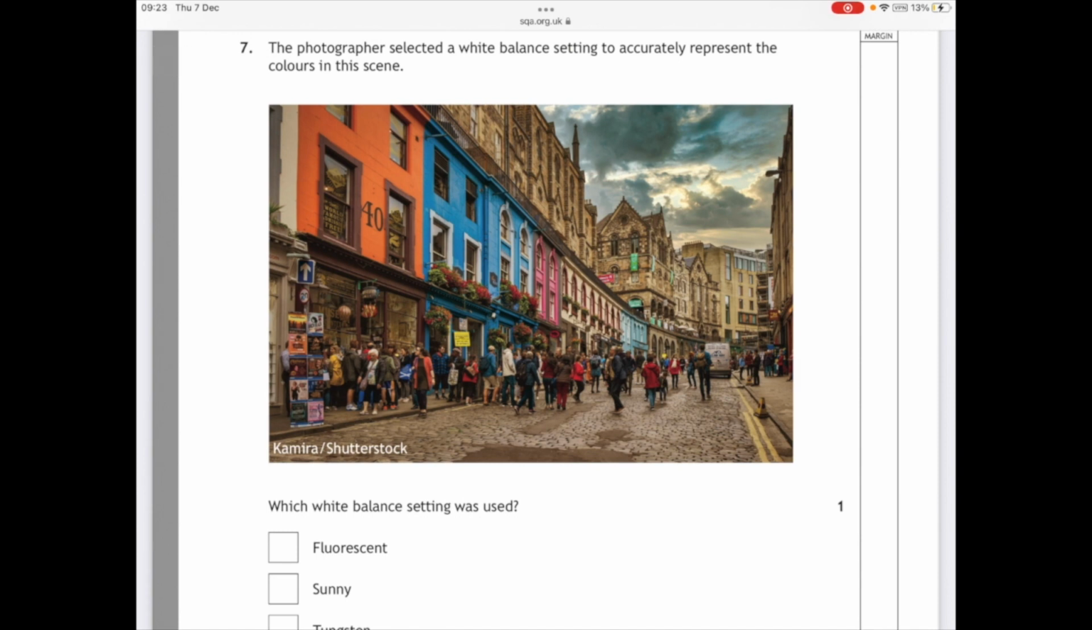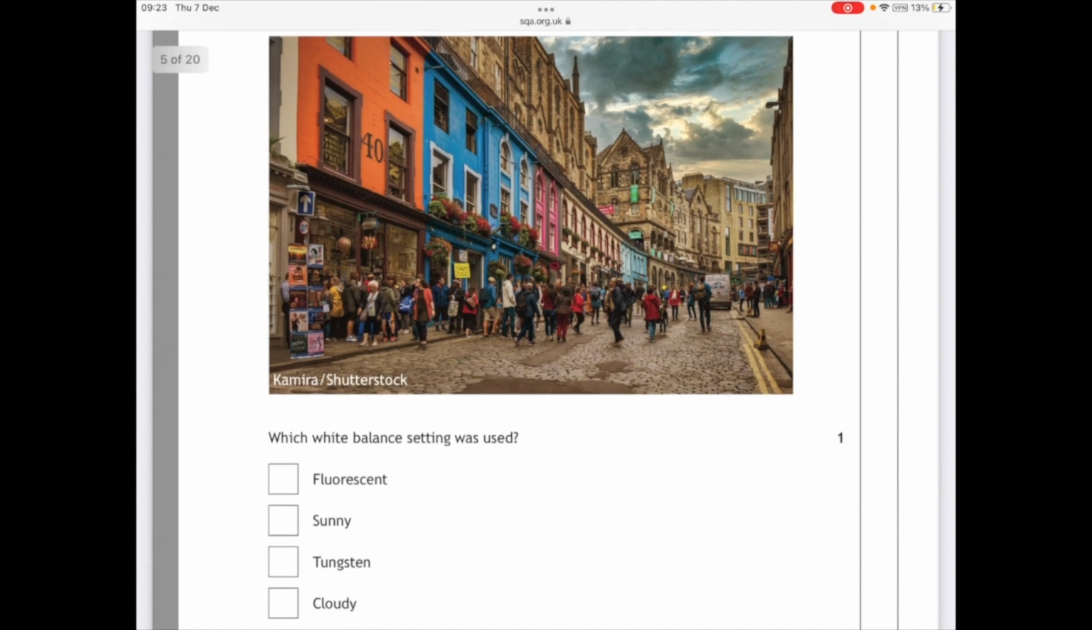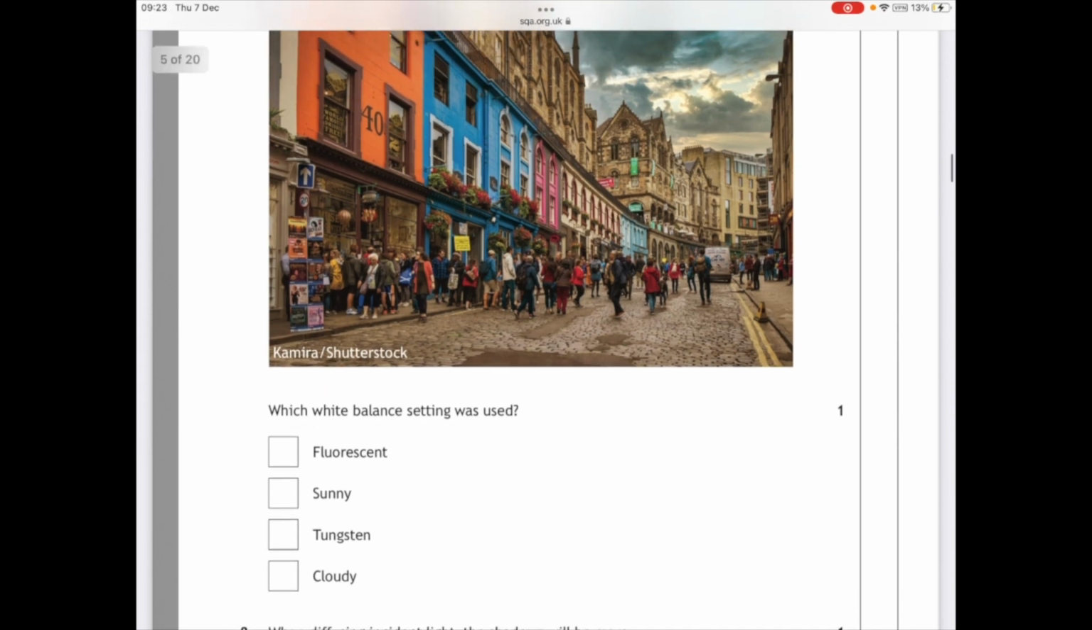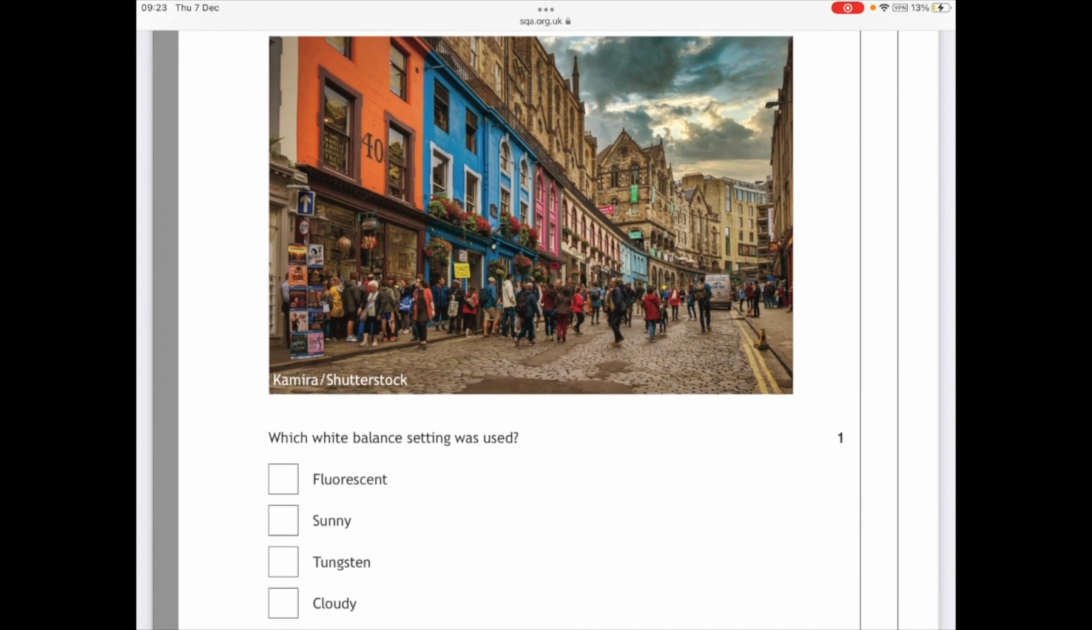Okay, we're getting through this quite quickly. Number 7. The photographer selected a white balance setting to accurately represent the colours in this scene. Alright, so again, white balance questions. Okay, now interestingly, this one had a little bit of a debate about it. If you get a question like this, I don't want to give away the answer, so if you can try and answer it just now, and then we'll have a wee chat about it after. So if you just want to take a couple of minutes to try and answer that one.